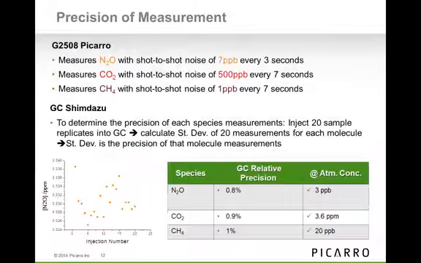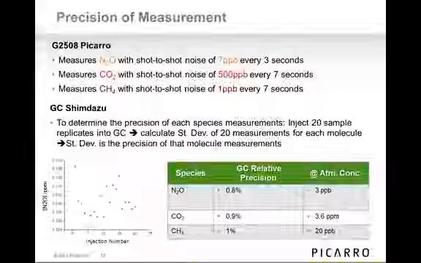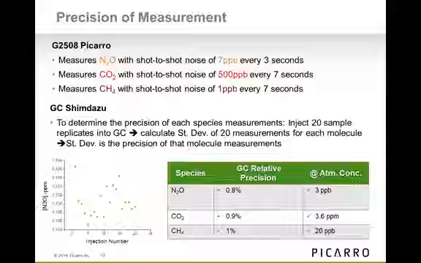Now we can look at the precision. Now that we have the absolute accuracy down, we can look at the precision of each measurement. So how we do that for the GC is we look at the same sample of gas, and we did 20 replicate injections back to back. And then we just look at the standard deviation of that sample. And we get a relative precision depending on the concentration of gas that you put in. At atmospheric conditions, we can expect to have 3 ppb precision for nitrous oxide, 3.6 ppm for carbon dioxide, and 20 ppb for methane.